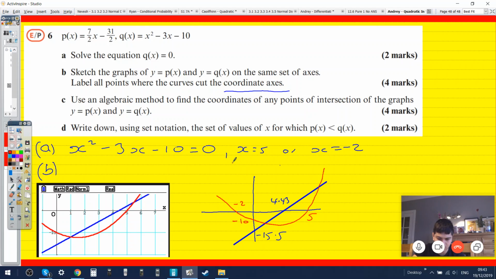So if you were doing it the longer way, you would let y be 0 and you would solve it, and those would be your two roots. So the curve has 2 roots and the straight line has 1 root. Yeah, so you can see here the curve crosses the x-axis twice, but the straight line only crosses the x-axis once. Okay, how about this one? C. It says use an algebraic method.